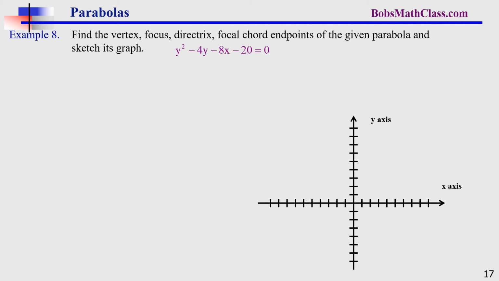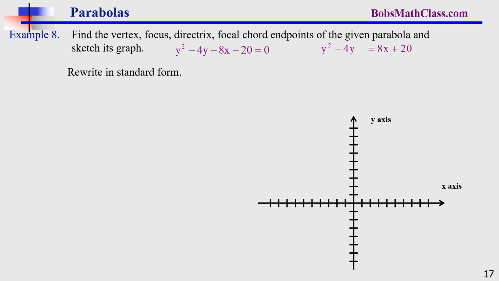Okay, so which one stays on the left? The y's, right? y squared. Okay, so the y squared minus 4y stays on the left-hand side. The 8x and 20 move over to the right-hand side. Remember, when you move a term from one side to the other, the sign will change.